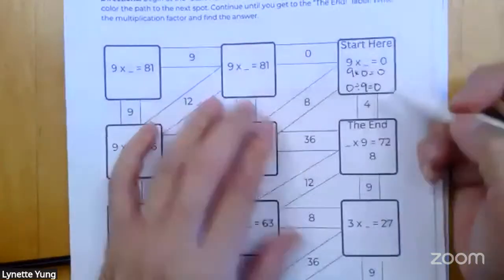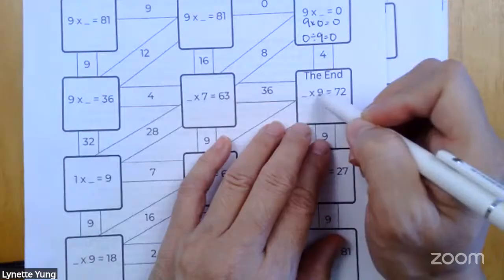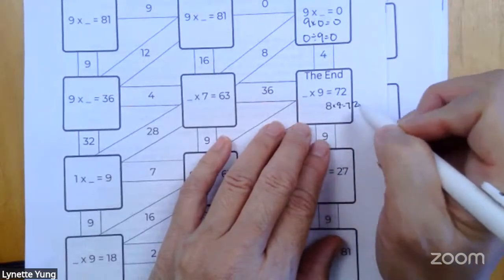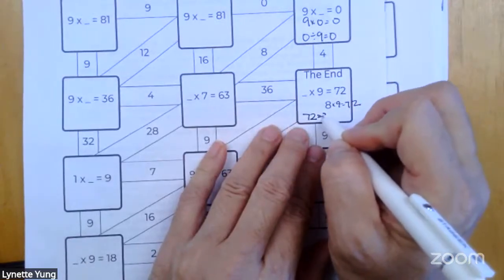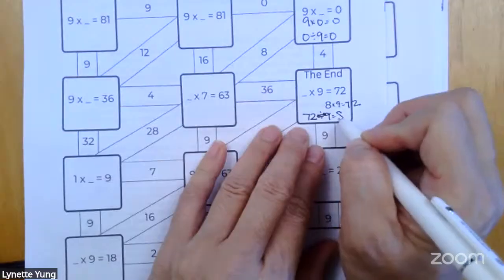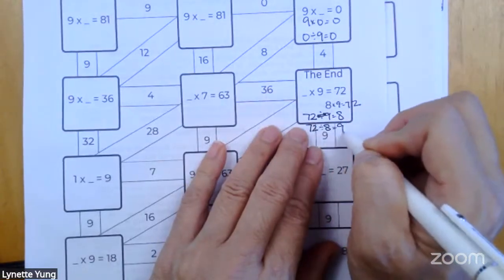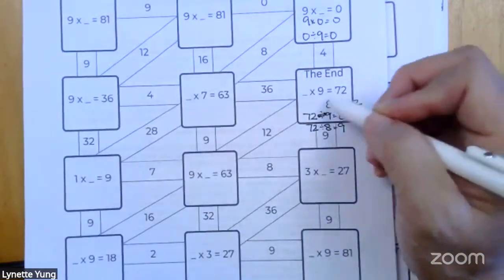So we do it again. If I did 8 times 9, that is equal to 72. So we know 8 times 9 is equal to 72. Then I want them to write 72 divided by 9 is equal to 8, or it could be 72 divided by 8 is equal to 9. So that's the goal: getting them to practice writing it.